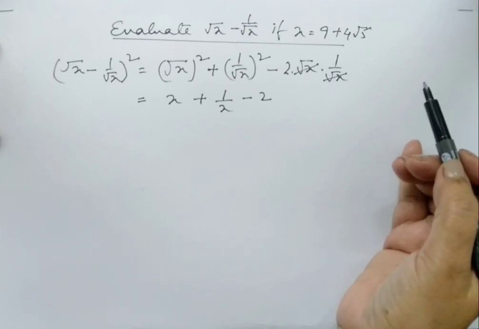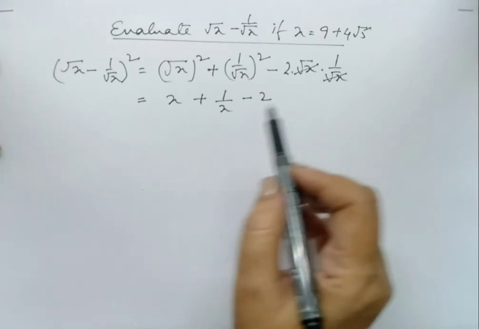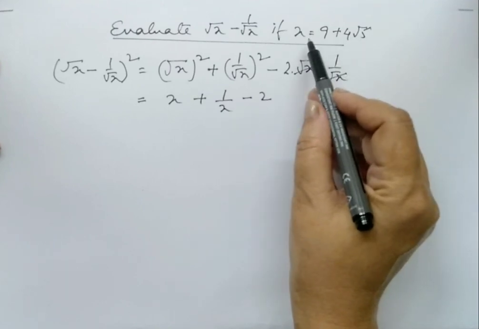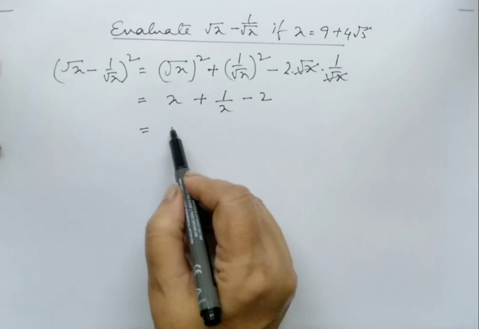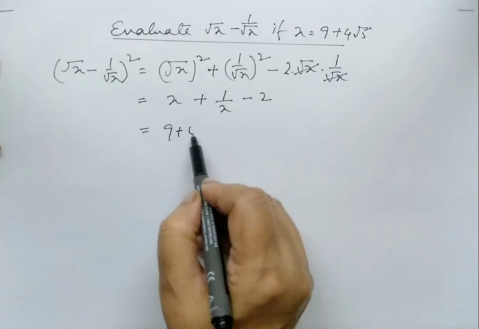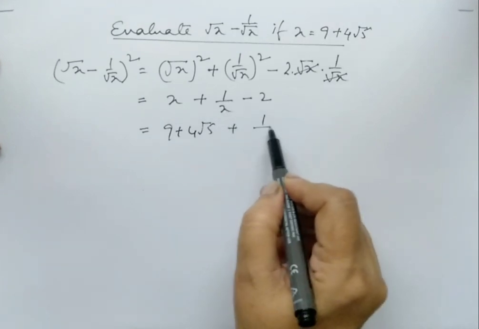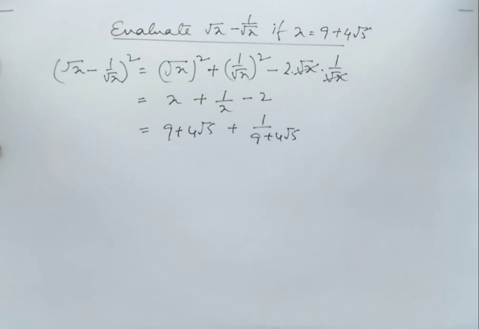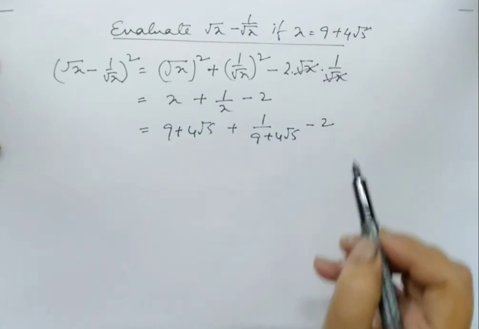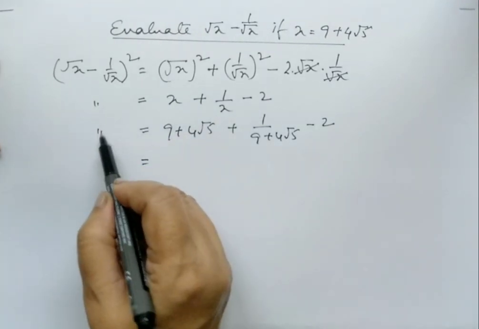Any idea? I think you people have already come to know. So we have to substitute the value of x in this. So let's go for it. So here we got it, and plus for this 1 upon 9 plus 4 root 5, and minus 2 is trailing. Correct? This one is coming as it is.